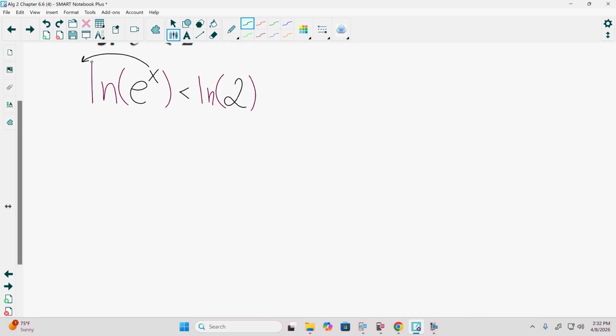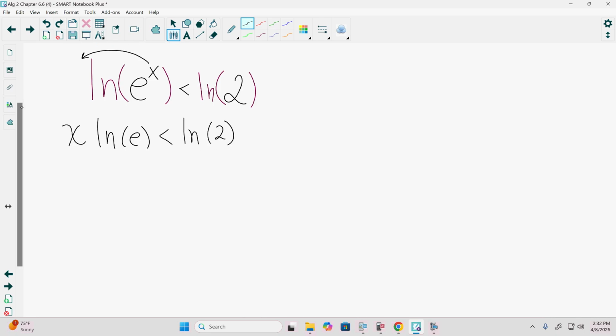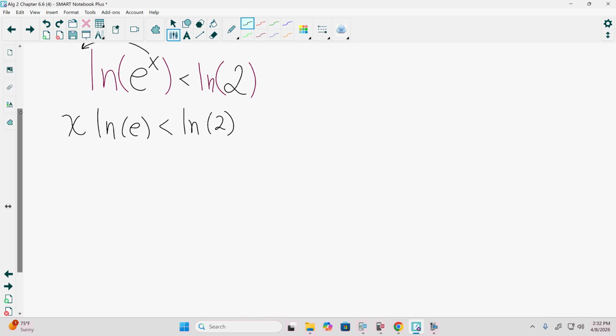The first thing we would do is take that exponent and move it from the exponent to in front of the log, telling us that we have x times the natural log of e is less than the natural log of 2. And what is the natural log of e? Natural log of e is just 1, really telling me that x is less than the natural log of 2.